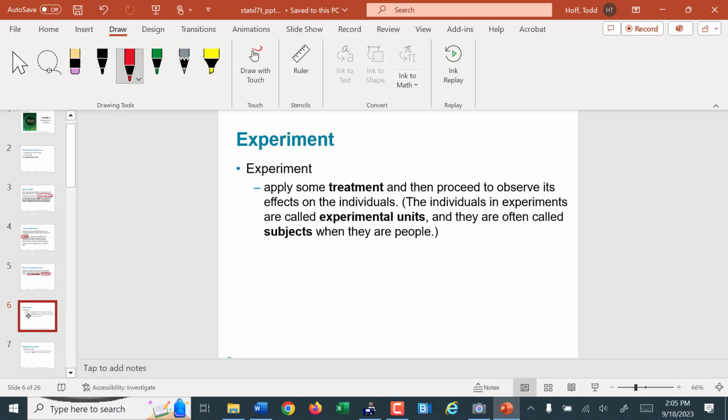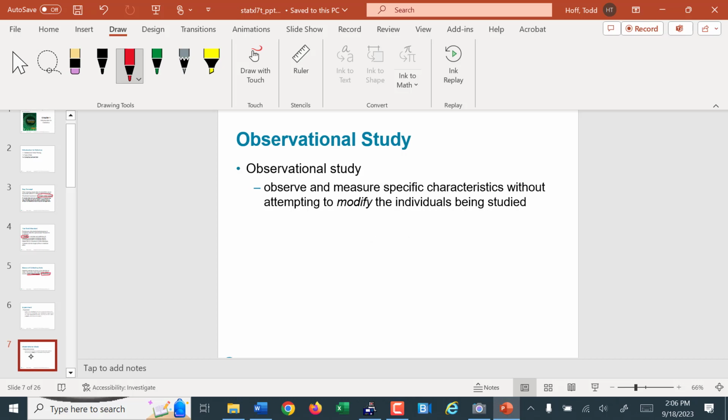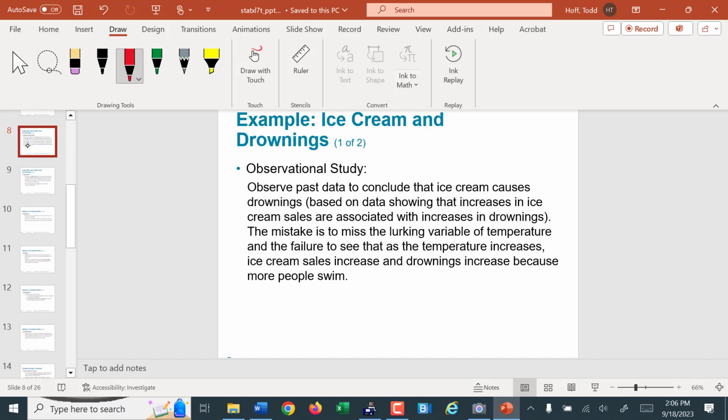So in the experiment, like I said, we have to apply a treatment. And we select multiple treatments usually, and the experimental units or subjects receive the treatment that we randomly assign to them. Observational study, we're just measuring, we're not attempting to modify the people at all. The treatments already exist within the people. We are just measuring the results of those treatments within those groups. So our example here, ice cream and drownings. So an observational study, they conclude that ice cream causes drownings.